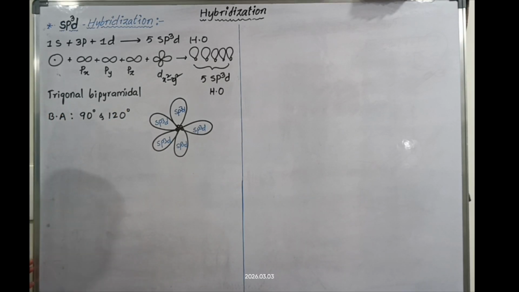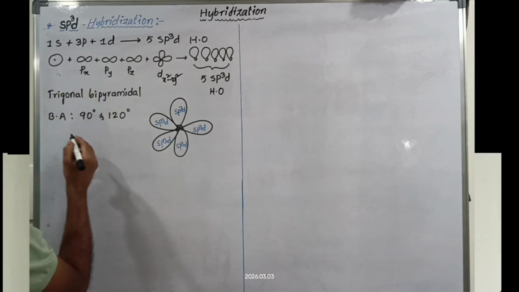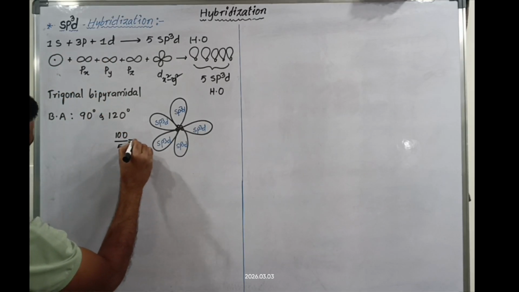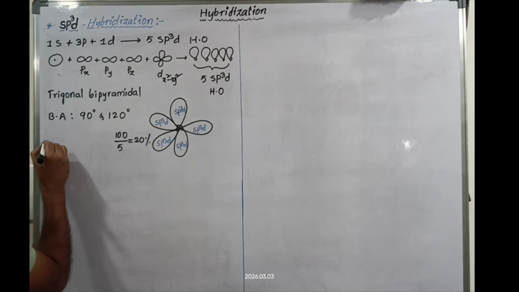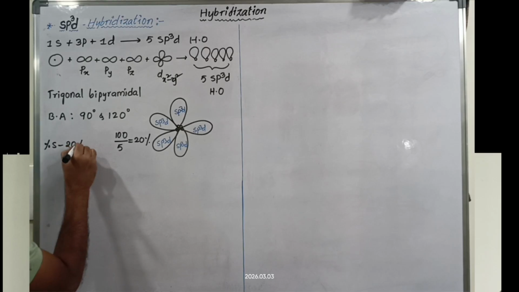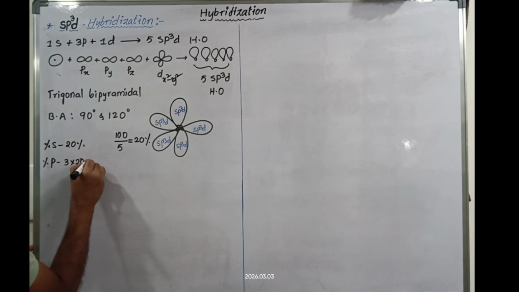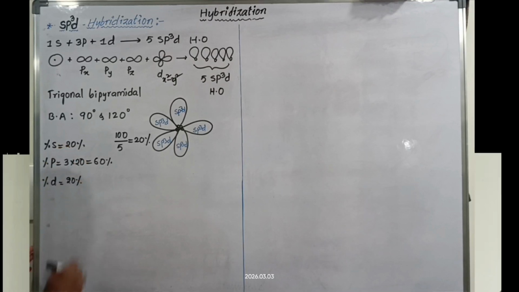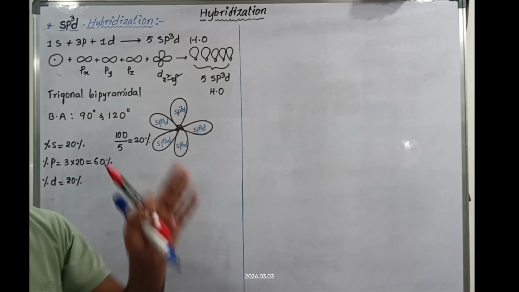Next, the percentage character of atomic orbitals in this sp3d hybrid orbital. The sp3d hybrid orbital contains 5 atomic orbitals, so that's why 100 by 5. Each atomic orbital has 20% character. So percentage s character is 20%. Percentage p character: how many p orbitals are there? 3. So that is 3 into 20, so 60%. And percentage d character: only one d orbital is there, so that is 1 into 20, so 20%. This is the percentage character of atomic orbitals in the sp3d hybrid orbital.